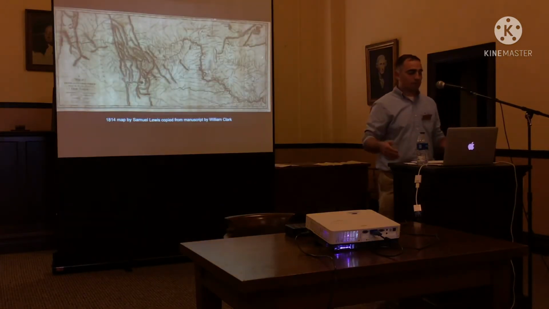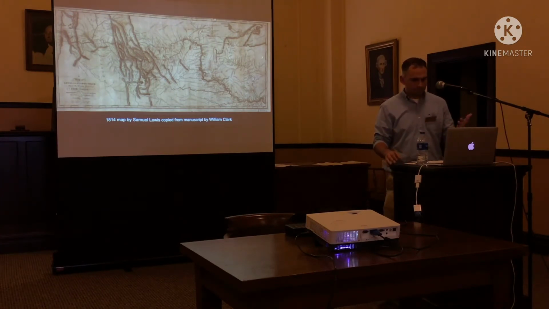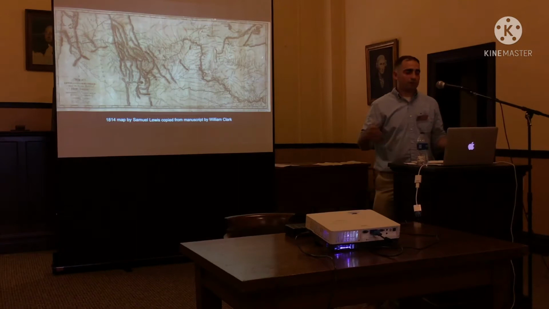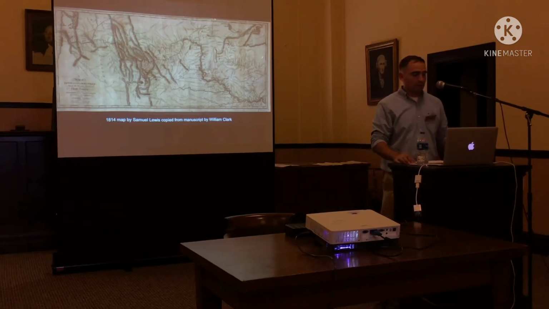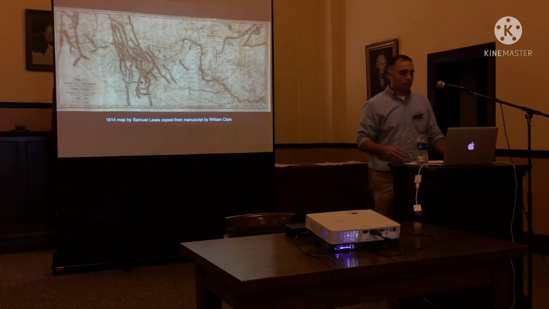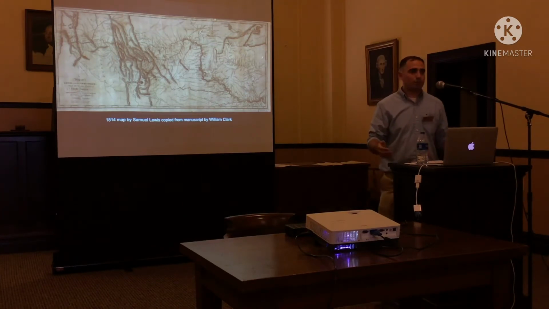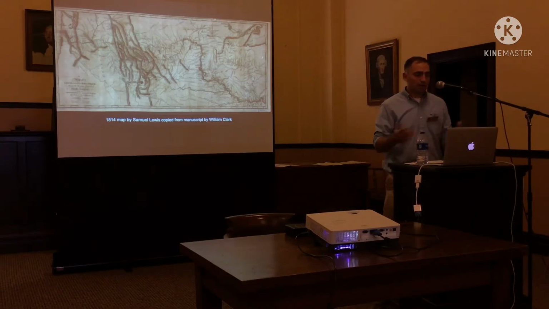So this next map, you might have seen before, one of the most famous maps in U.S. history. This is the map that was made after the Lewis and Clark expedition. This was an 1814 map by Samuel Lewis, copied from the manuscript by William Clark. This map is so important because it really sparks the beginning of Western expansion by mapping a lot of unknown territory, making a lot of corrections, identifying tribes. And it also really solidifies the U.S. position that the Pacific Northwest belongs to us.